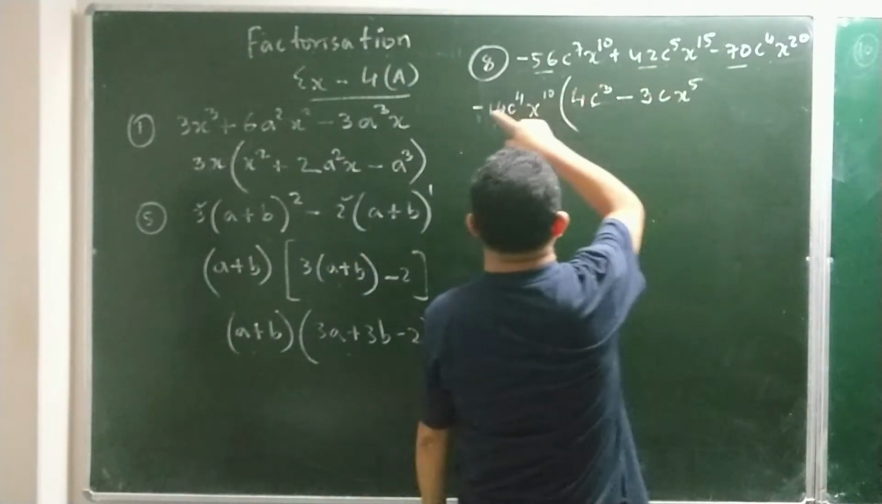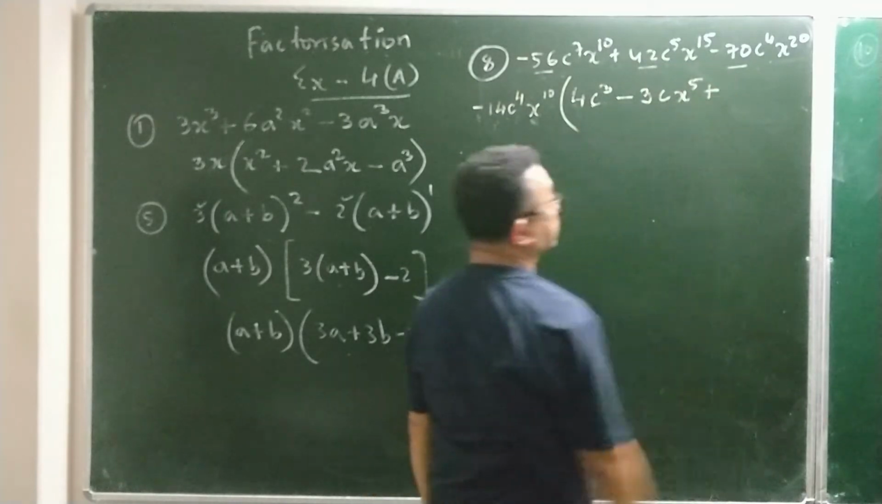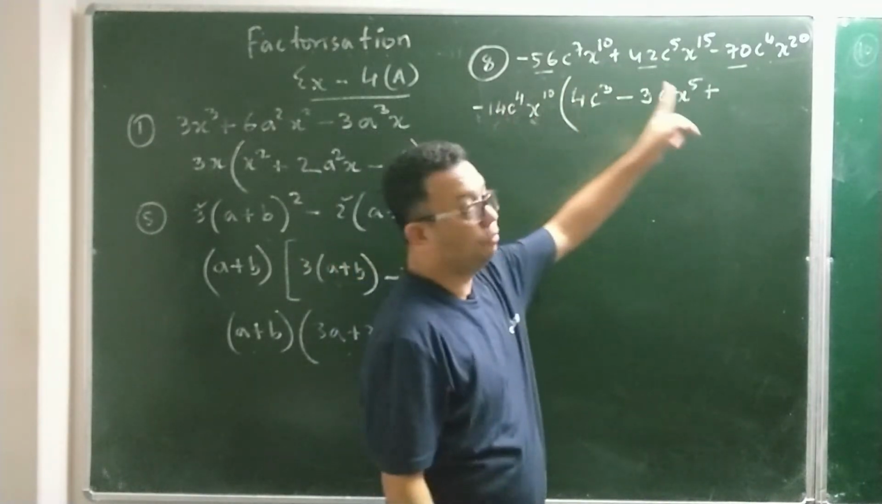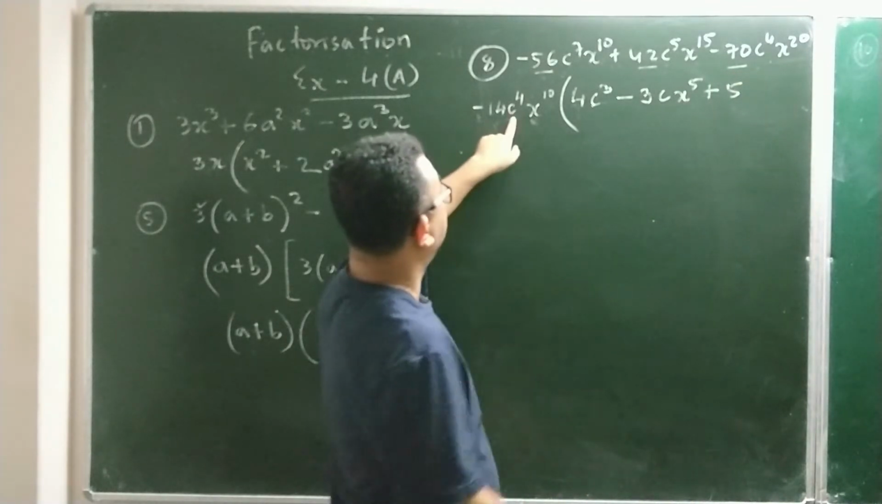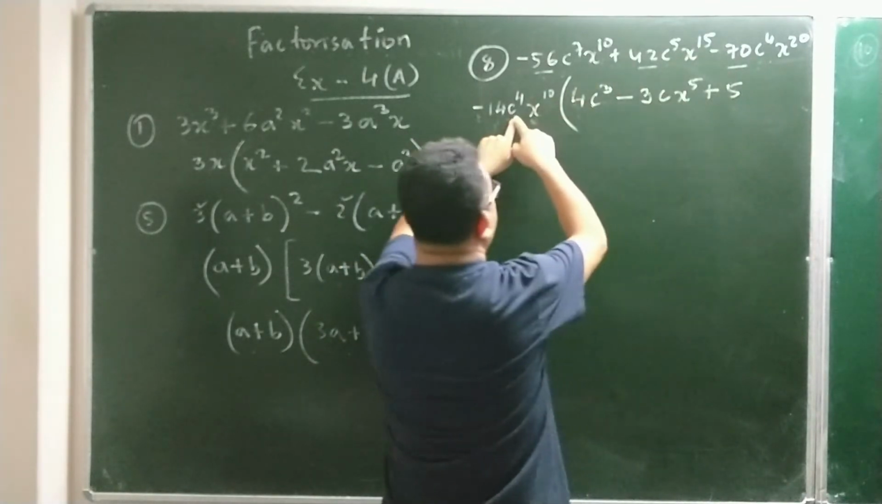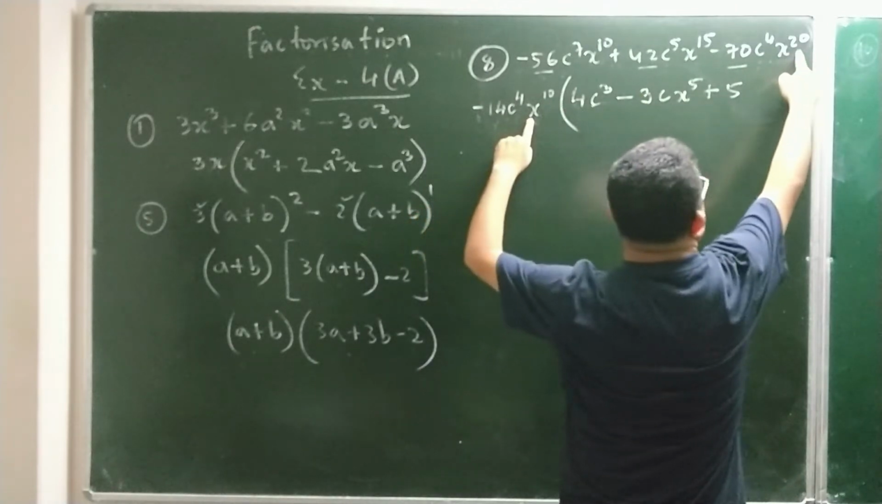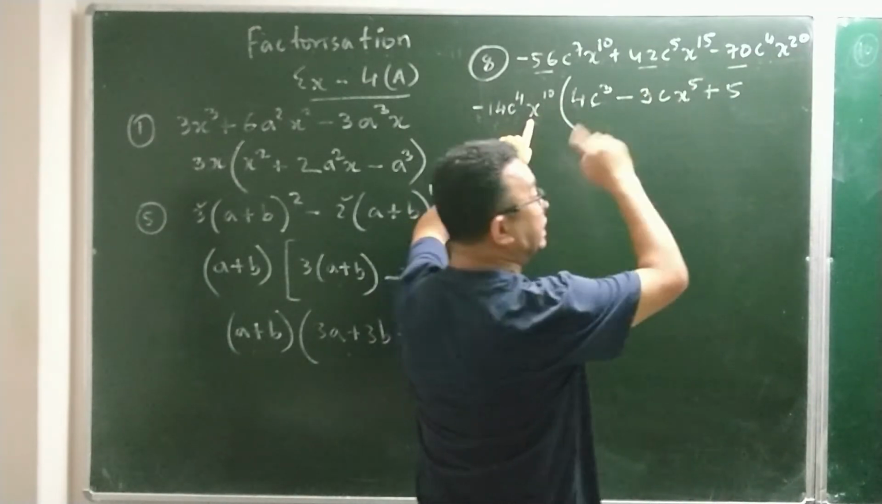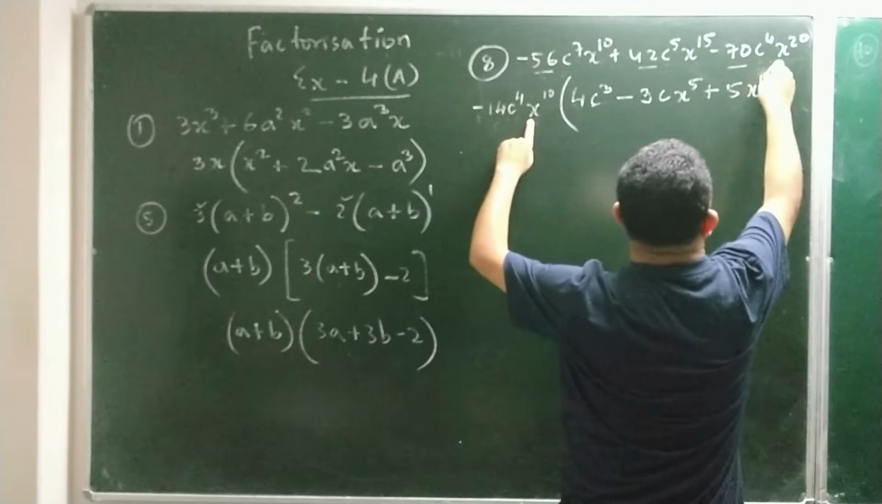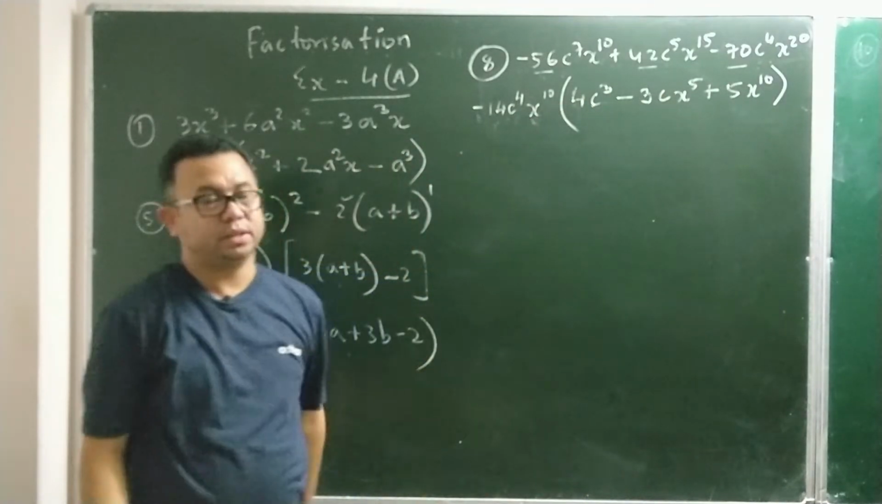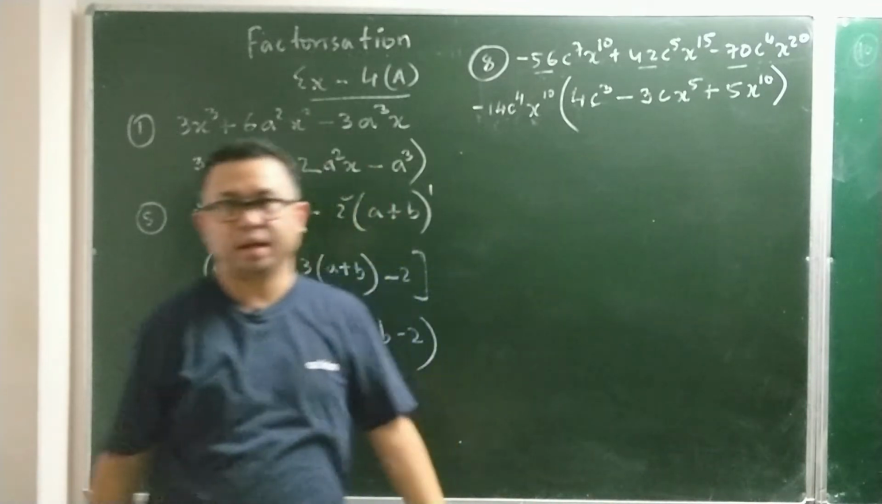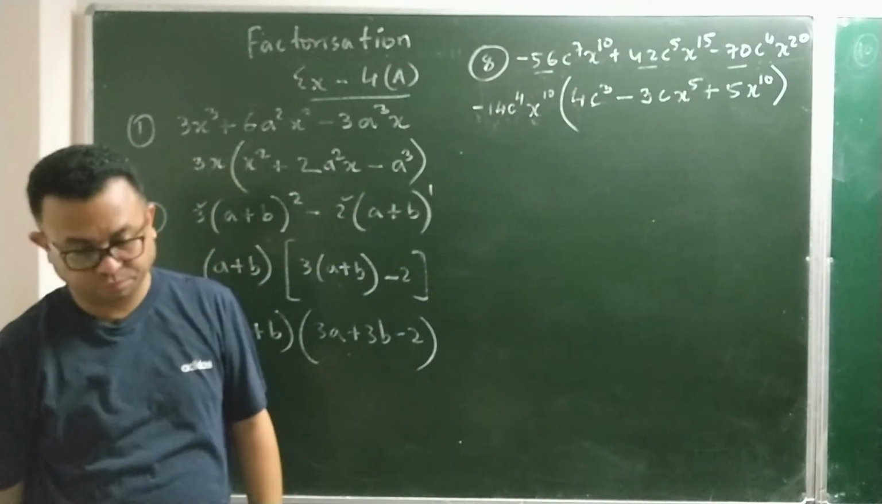Next, again minus into minus will be plus, and 14 will go into 70 5 times, and c to the power 4 is already out. Out of x to the power 20, when x to the power 10 is taken out, it will be x to the power 10, so 10 plus 10 is 20. Yeah, this is it. This is factorization by taking out common factor.